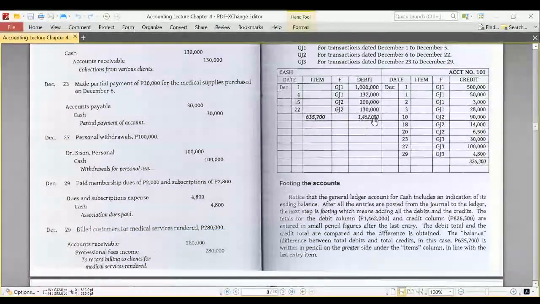So you get all the balances. 1,000, 1 million plus 132 plus 200 plus 130, 1462. Ganun din dito, footing. You get the balance. So add mo 553, 20, 28, 90, ganun. Pero pag cross-footing naman, you get the sum horizontally. Ayan, cross-foot natin. 1462, sum or the difference, then minus 826,300, you will get 635,700. So pag footing, diretso. Pag cross-foot, horizontal.